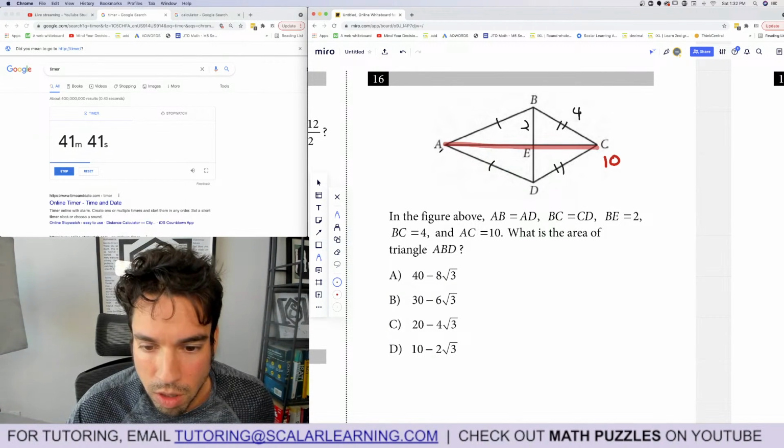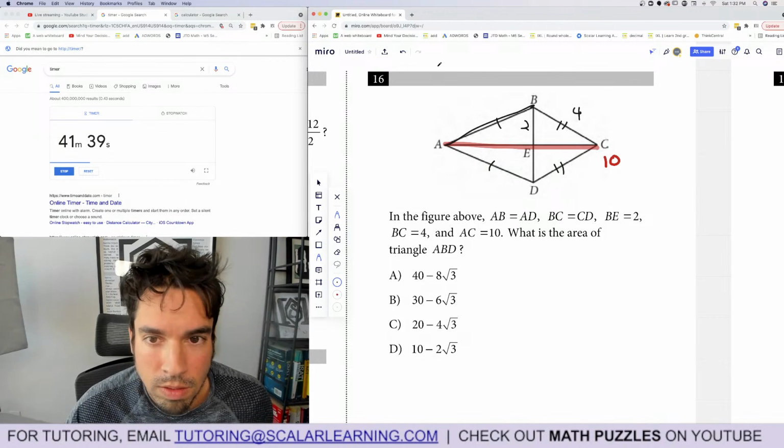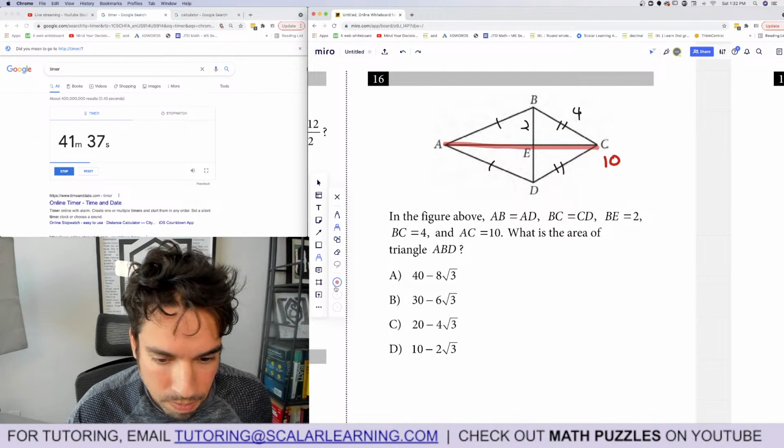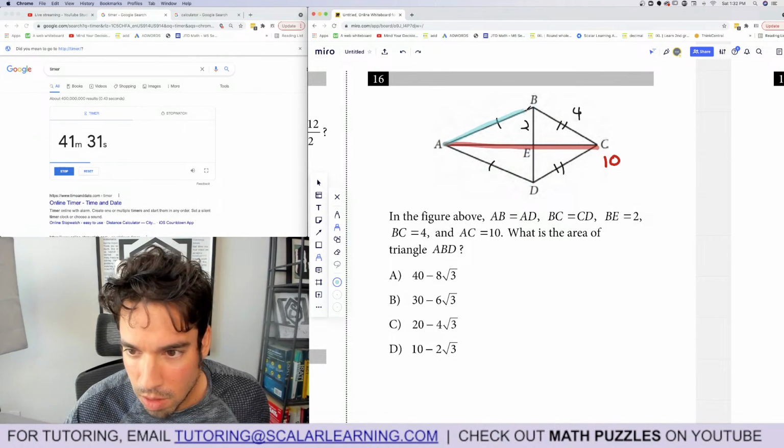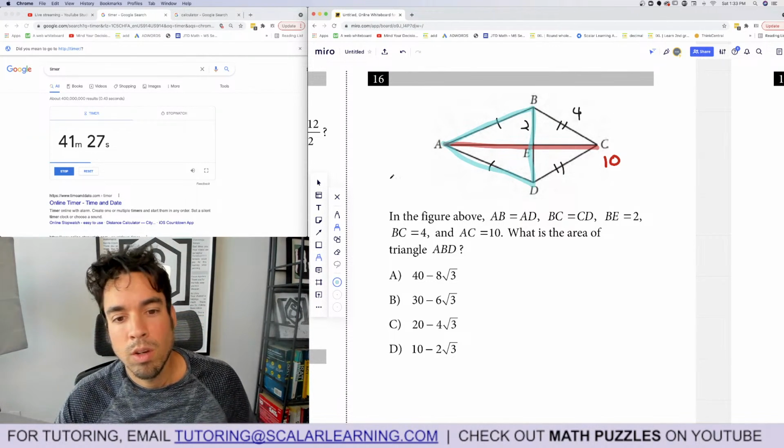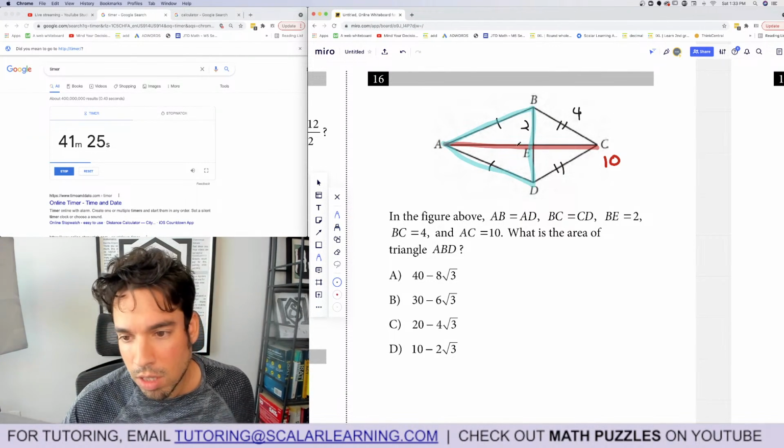So this whole triangle here. Wait, let's highlight it. All right, sweet. What is the area of this triangle?